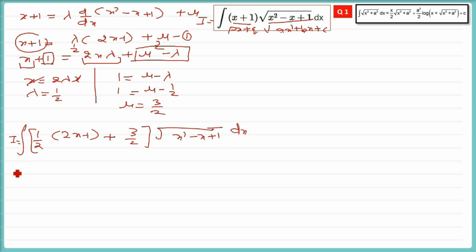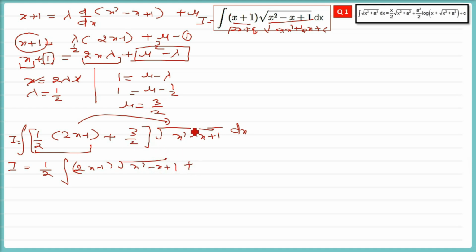So this integration, now let's multiply it inside and call it I1 and I2. The first, half into 2x minus 1, will be multiplied by under root x square minus x plus 1. So we have half integration of 2x minus 1 under root x square minus x plus 1. This is our first term. Then we have the second term, 3 by 2 multiplied by the under root term. So 3 by 2 I am taking outside, and under root x square minus x plus 1 will be there. Now we have half and this term.